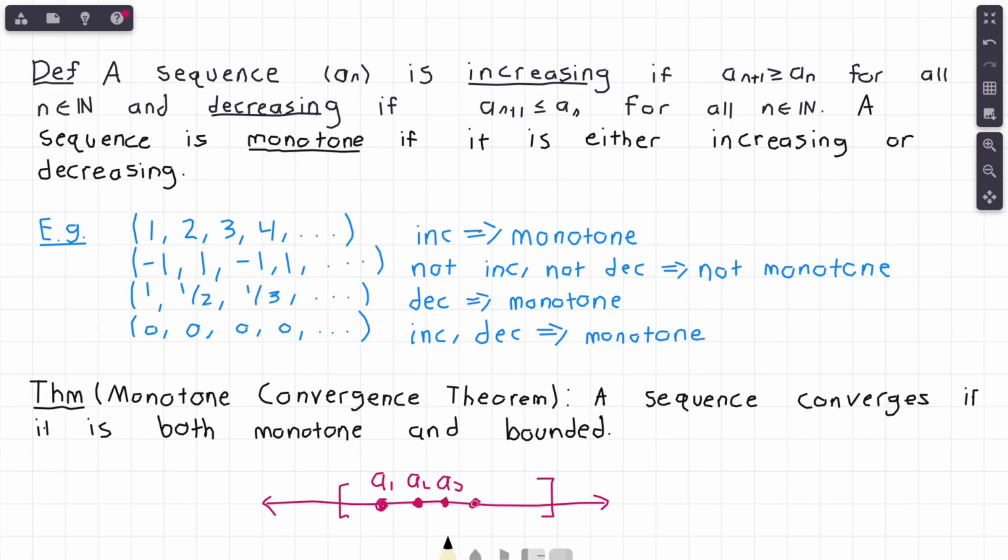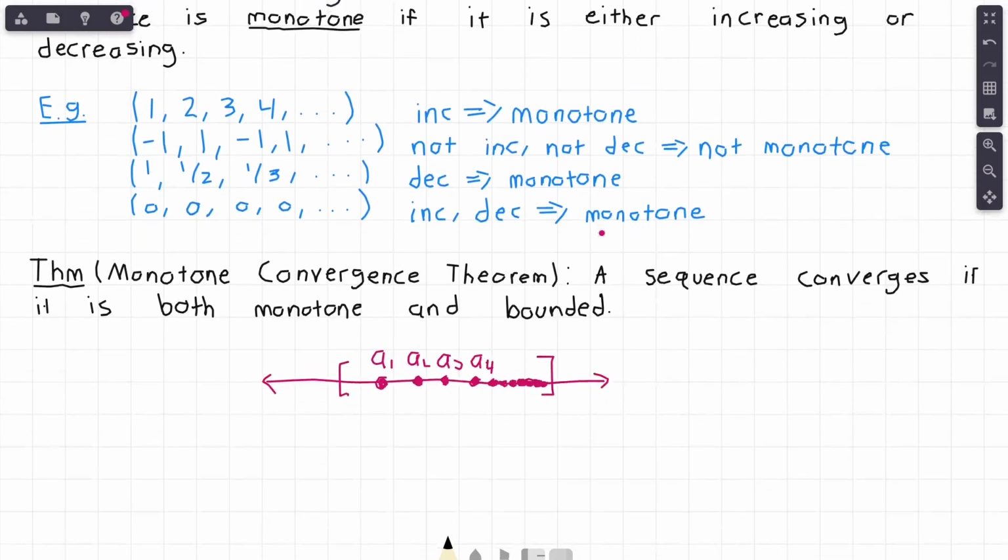So if each successive term must be larger than or the same size as the previous one, then eventually I can't go left. All my terms are going to have to cluster up somewhere, and we're going to have to converge somewhere. So that's the rationale behind this theorem. And let's give a formal proof.